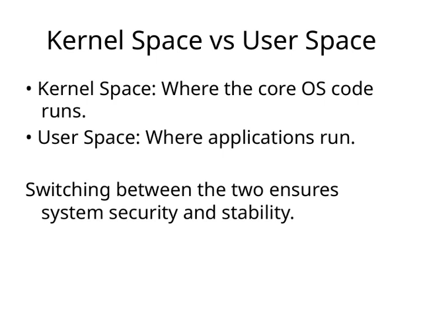This transition acts as a safeguard, ensuring that applications can't directly manipulate the core system, which could lead to crashes or security vulnerabilities. So, in essence, this separation helps keep the system running smoothly and securely, allowing applications to function without risking the integrity of the core OS. It's a fundamental design that supports both stability and security in our computing environment.